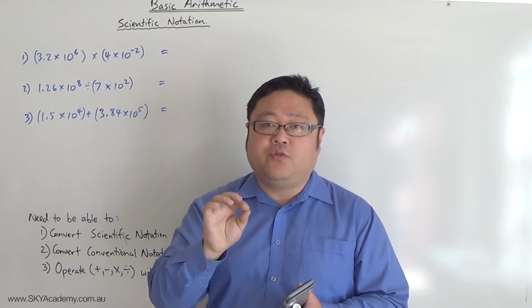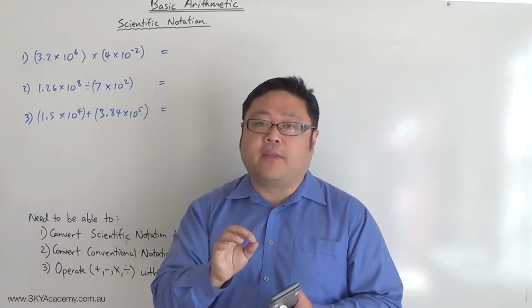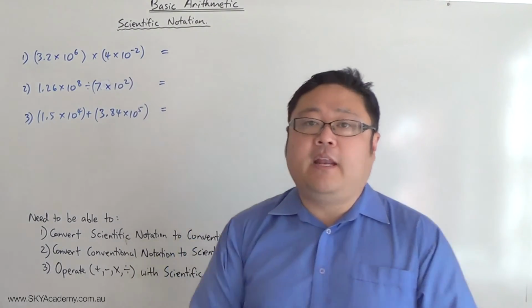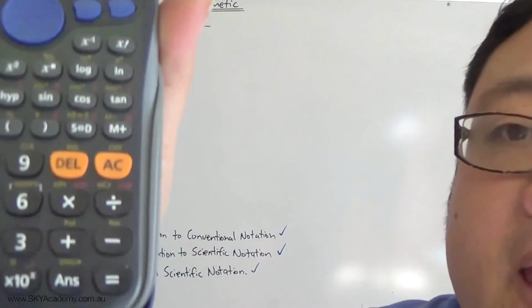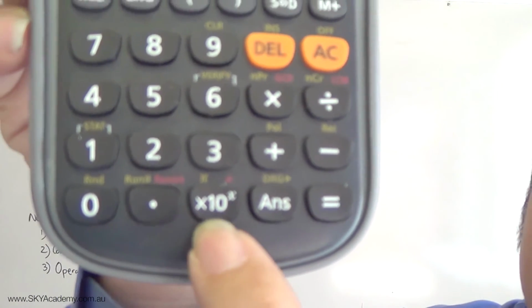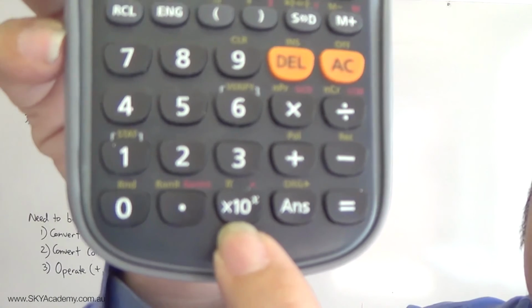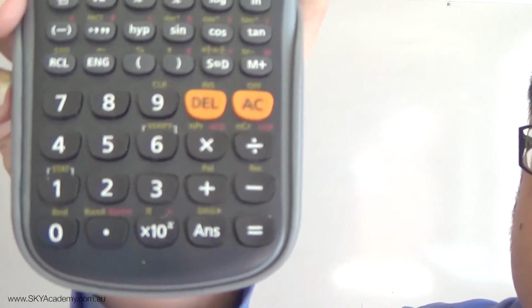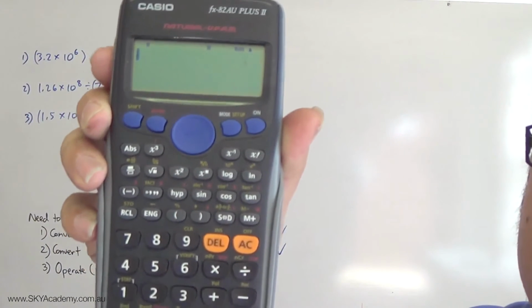However, I do want to introduce you to a special button on the calculator which will make the sums a whole lot easier. And if I bring my calculator right up to the camera, the button that I want to show you is this button here. Do you notice it? All right, so it says times 10 to the power of whatever it is. Okay, now that is the button that I want to introduce you to.